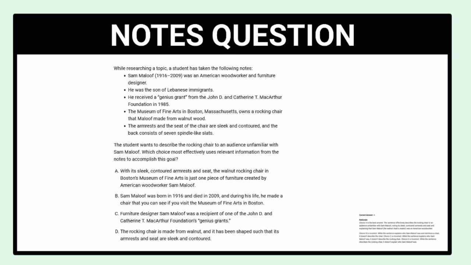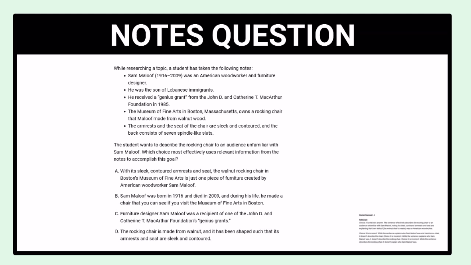So here we know the 2 things we really need is to mention the rocking chair, and also it says the audience doesn't know who this person, Sam Malouf, is. So we're looking for a description of Sam Malouf before providing his name. So option A already seems like a really good option because it says, with its sleek, contoured armrest and seat, the walnut rocking chair in Boston's Museum of Fine Arts is just one piece of furniture created by American woodworker Sam Malouf. So they really mentioned the rocking chair, and they also mentioned that Sam Malouf is an American woodworker. So both of these are clearly stated.